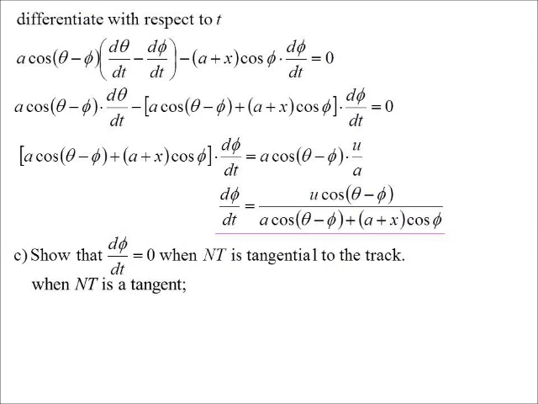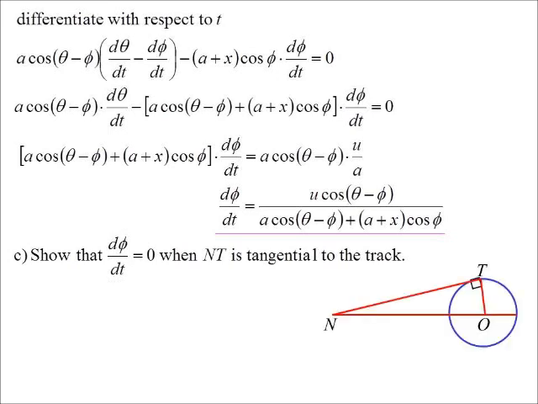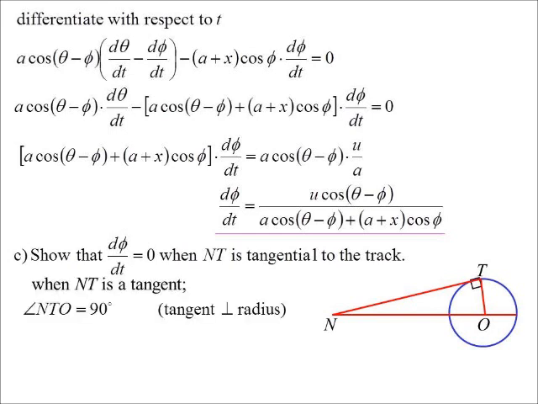Well, we now have to show that d phi by dt, because remember, it's not constant, it's going to be variable, is 0 when NT is tangential to the track. I'm just going to redraw that diagram then. So if NT is a tangent to the track, we know that the radius is perpendicular to the tangent. So NTO, that's 90 degrees. So theta minus phi, because remember, angle NTO was theta minus phi, is 90 degrees.